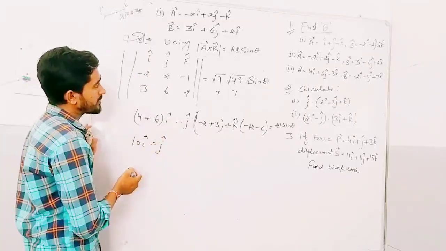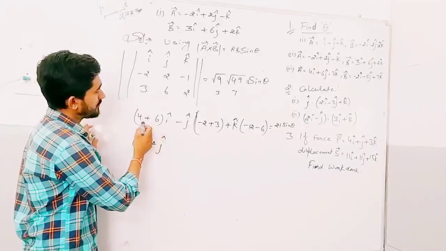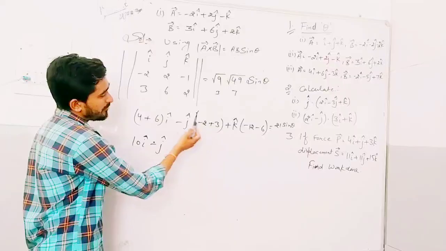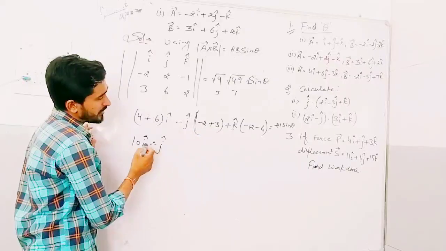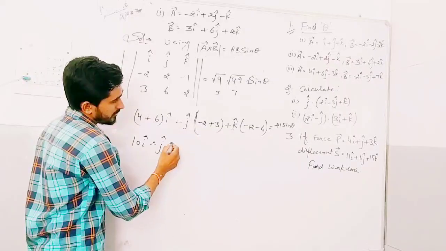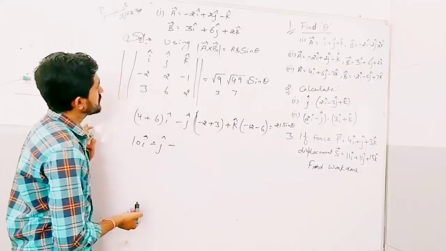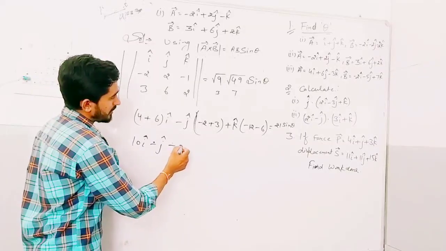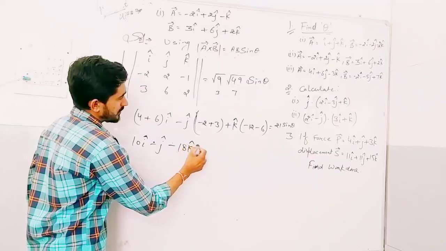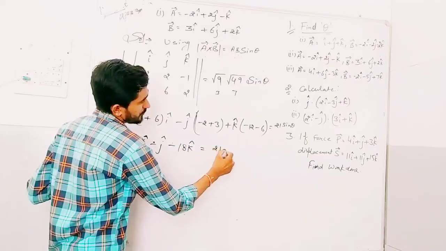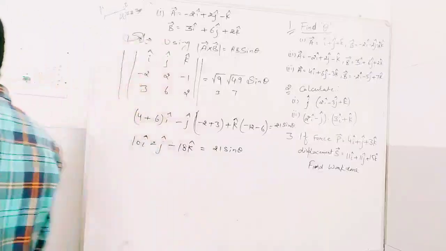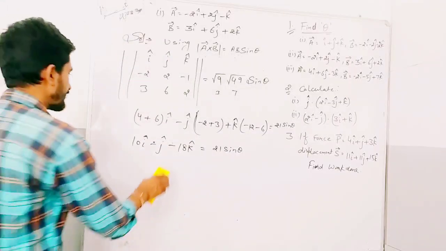Here we have 10 i cap, and here plus 1 is the answer, plus makes it minus, and then minus j cap, plus here also we will get minus, then minus 18 k cap, and then 21 sin theta.